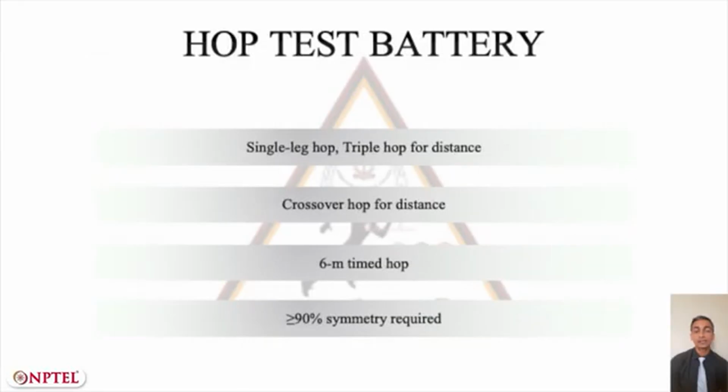Hop tests, as described before, are easy to administer and strongly predictive of lower limb function. The single, triple, and crossover hop tests measure power and control over distance, while the 6-meter timed hop test assesses speed and endurance. Importantly, athletes must achieve more than 90% symmetry and landing mechanics must be safe and efficient.